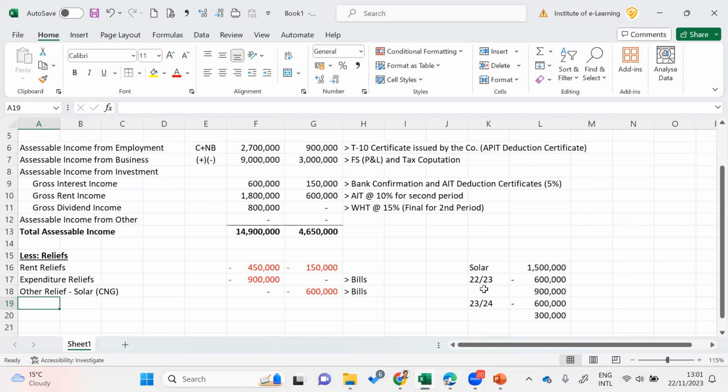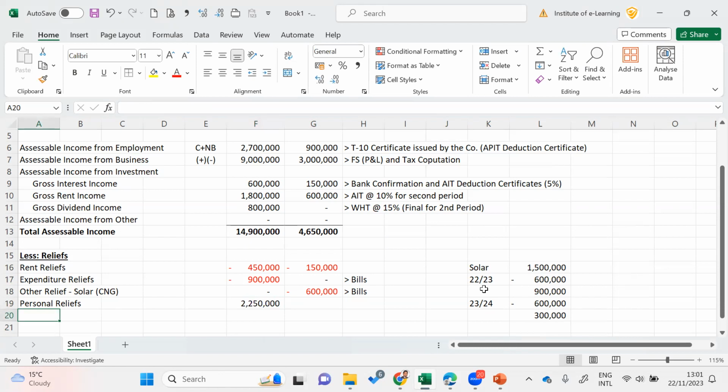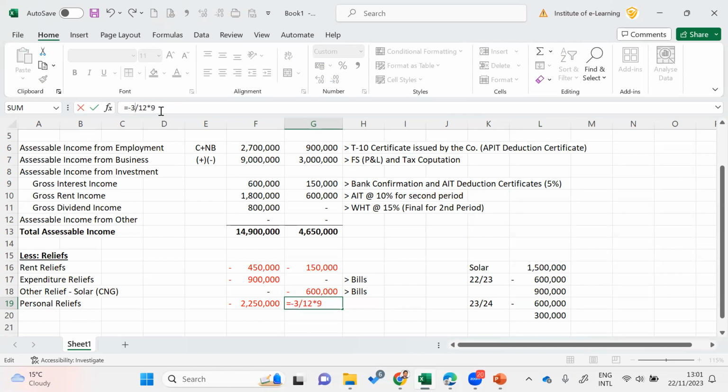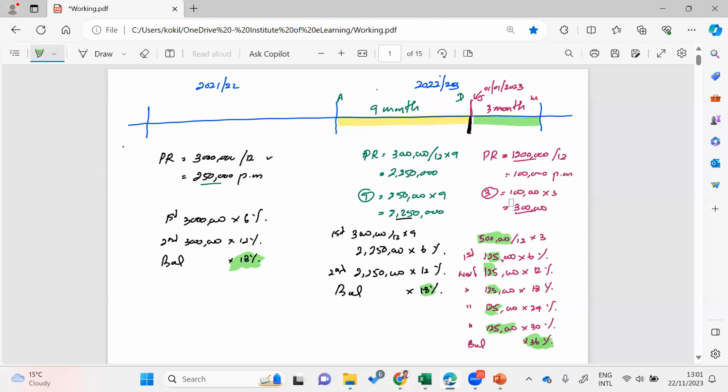Then personal relief. You know that personal relief for previous years was 3 million. This year we have only 9 months under the previous law, so we can claim only 2.25 million. For the second period, we have 1.2 million relief, but you have only 3 months, so for the second period you will claim 300,000, as we discussed in the white code. Here only 300,000, here 2.25 million.